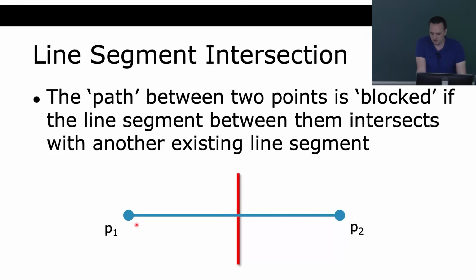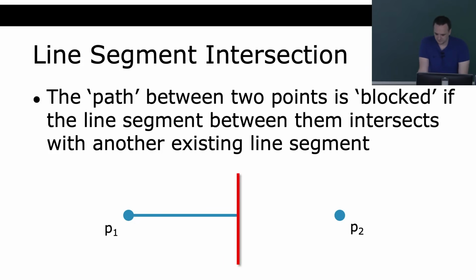So if we draw a line between P1 and P2, this would be called line segment starting at P1, ending at P2, or if there's no direction, it's just P1, P2. And then we have another line segment here. We can see with our eyes that yes, if we were starting at P1 here, and we tried to, for example, shine a light or shoot a bullet or whatever it was, it would stop right here because there is a line segment between them.